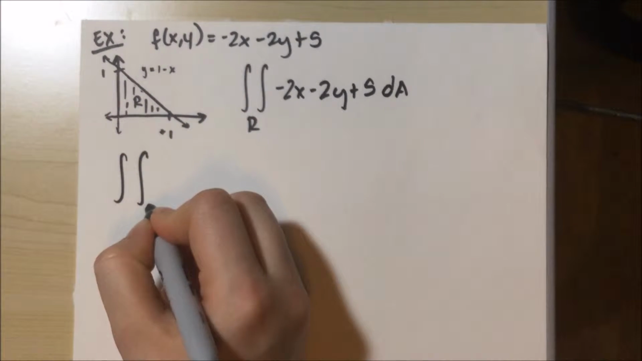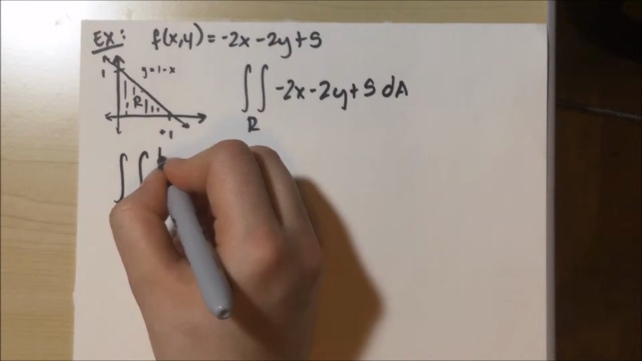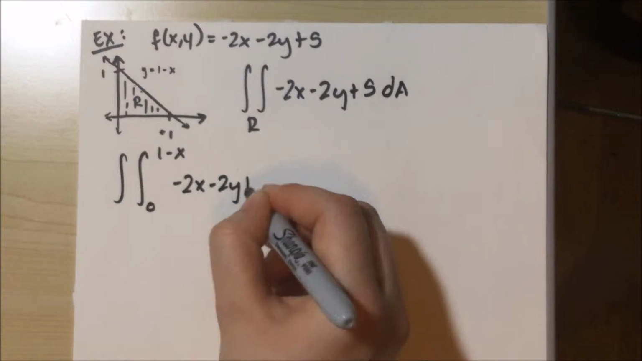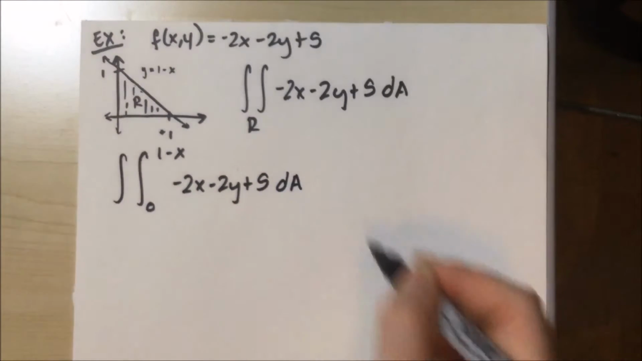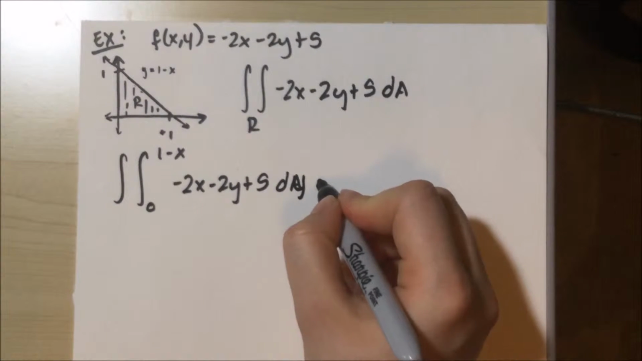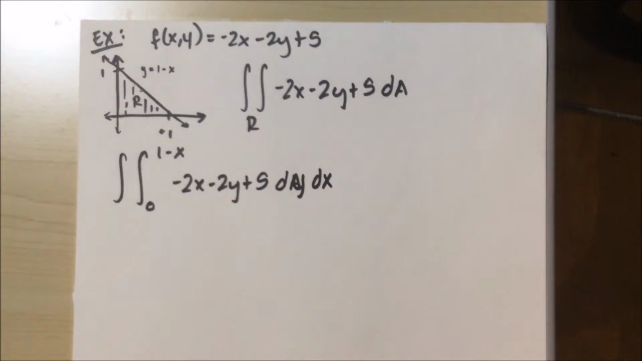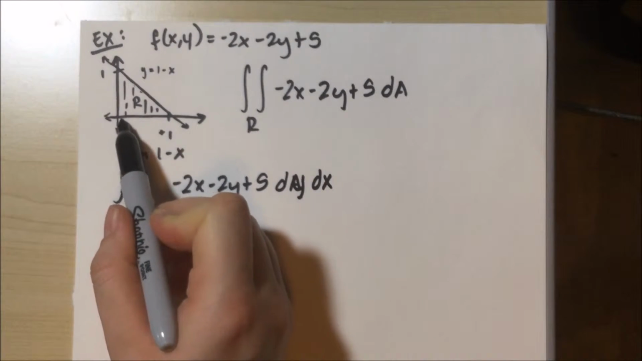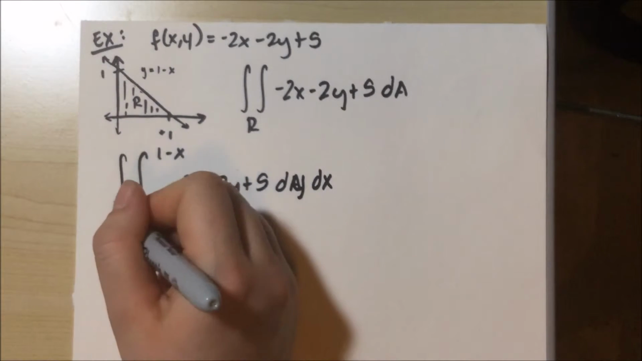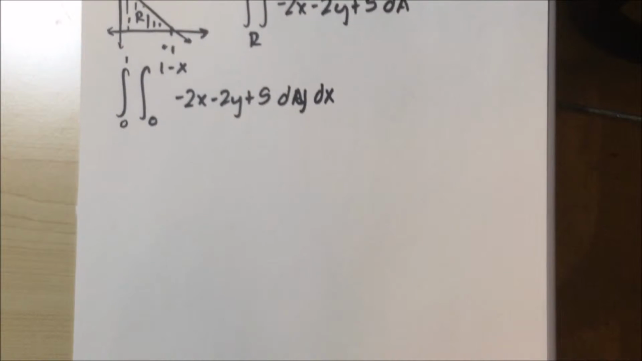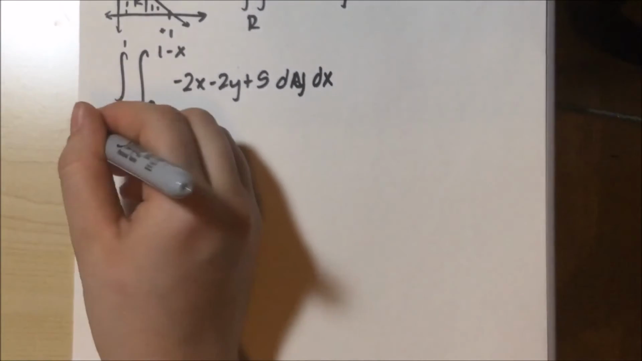So I have from 0 to 1 minus x of negative 2x minus 2y plus 5 dA. Oh, actually that's going to be dy, sorry. I'm doing y first, and then I'm going to do x next. Okay, and then I have all of those areas. I'm going to be splitting it up like that, and then I can just add all of those spots up using my x values. Okay.